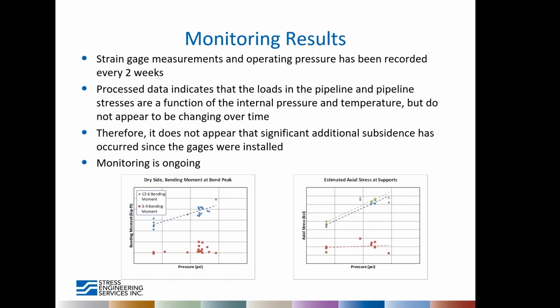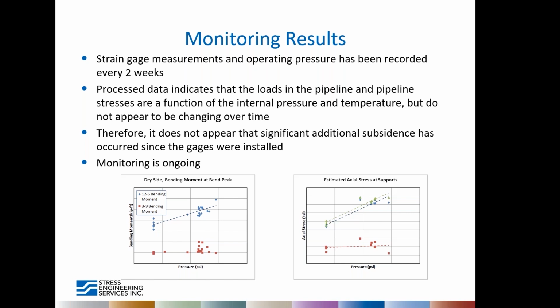So when you see these plots on the bottom left and bottom right, what these are is the axial stresses and bending moments as a function of pressure. And you can see really at each location, which is a different color, that there is a pretty good linear relationship between the stress and the load and pressure, but they're not really increasing as a function of soil displacement.